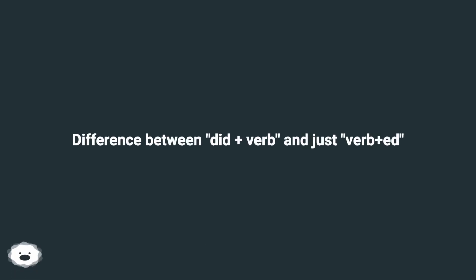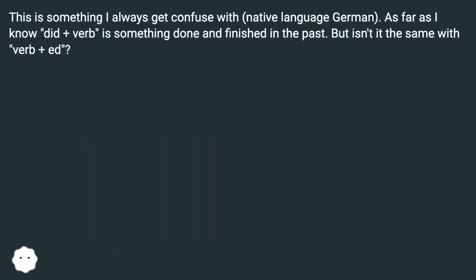Difference between did plus verb and just Verb+Ed. This is something I always get confused with, native language German. As far as I know, did plus verb is something done and finished in the past. But isn't it the same with Verb+Ed?